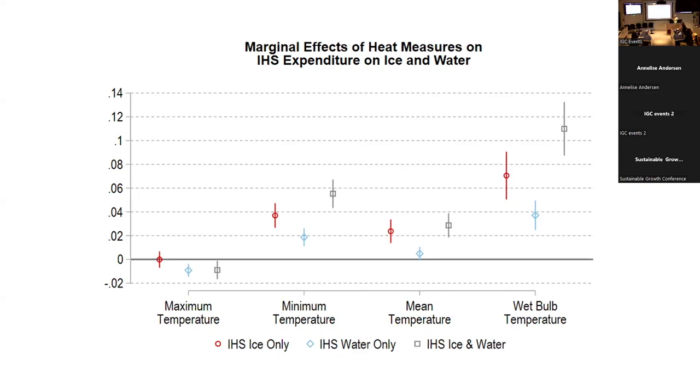And one of the things that was mentioned quite frequently, so we coded it, was that they bought ice, or they bought water, or ice and water. And that seems to be obviously to cope with the heat. And you can see that, as expected, that's increasing in these temperature measures, but again, not in maximum temperatures. It seems as if these measures, minimum and wet bulb temperature, are better predictors of many of these things than maximum temperature.